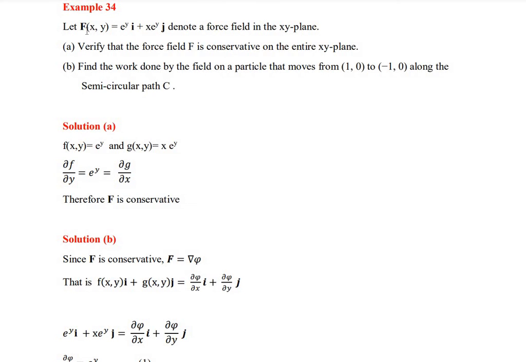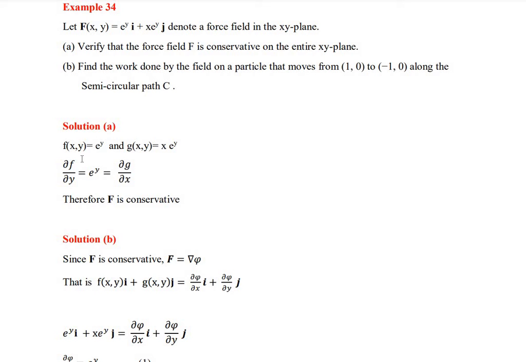Next one, let F of xy is equal to e raised to y i cap plus x e raised to y j cap denote the force field in the xy plane. Verify that force field F is conservative on the entire xy plane, and also find the work done by the field on a particle that moves from (1, 0) to (-1, 0) along the semicircular path.